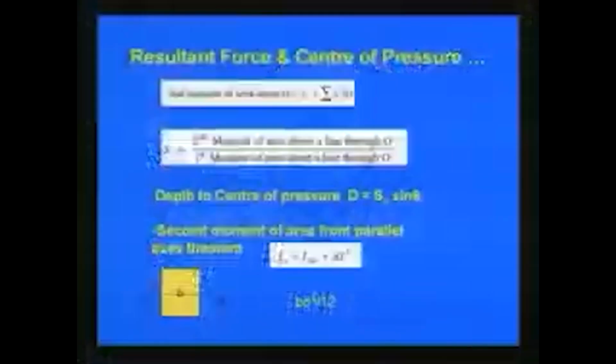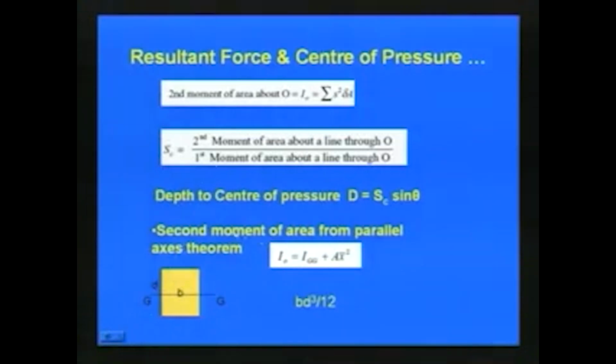And then how to find this second moment of area about a parallel axis, like the axis in this figure in this slide here. If you want to find the second moment of area, we can use the parallel axis theorem. So, with respect to that we can write IO is equal to IGG, this axis, plus A x bar square. For a rectangular element like this, it will be b d cubed by 12. So, this way we can find the second moment of area from the parallel axis theorem, and then the center of pressure will be the ratio of the second moment of area about a line through O to the first moment of area about a line through O.